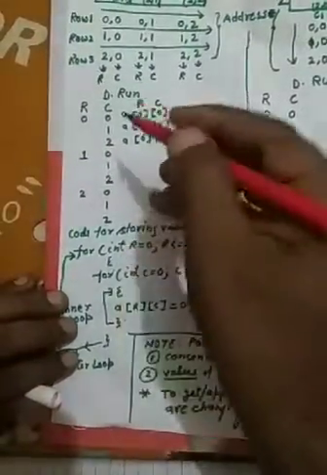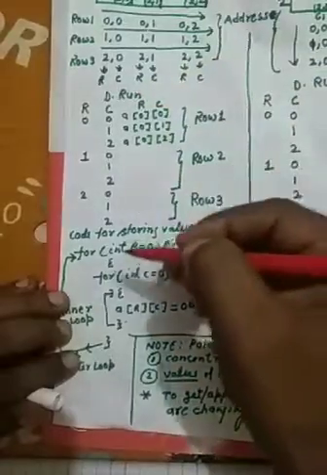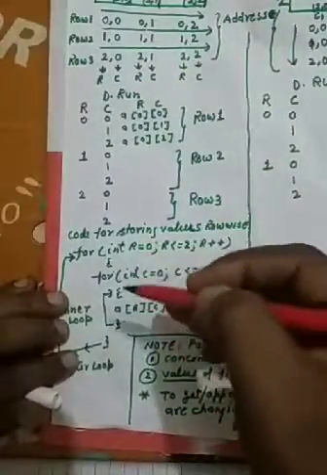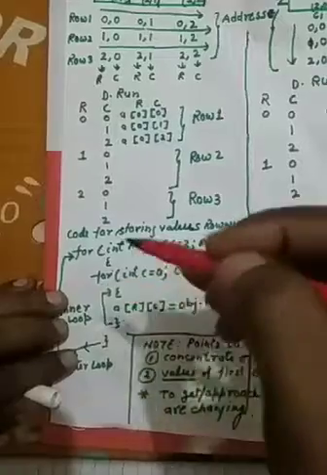So I have written everything here. You have to understand this dry run, and this is the code for storing values into the double dimension array row wise. Okay, thank you.